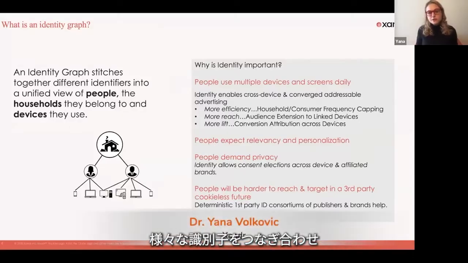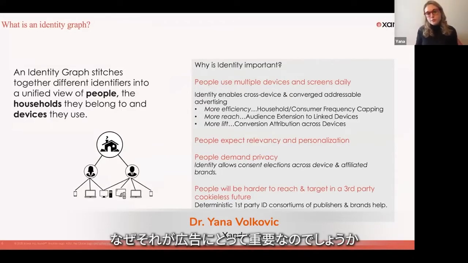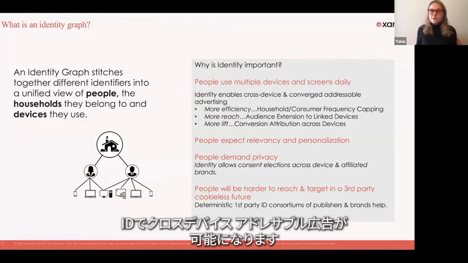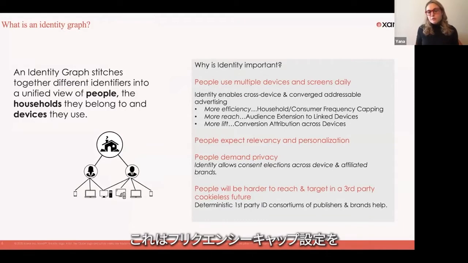An identity graph stitches together different identifiers into a unified view of people, the households they belong to, and the devices they use. Why is identity so important for advertising? First of all, people use multiple devices and screens daily. Identity enables cross-device and conversion addressable advertising. It helps it to be more efficient.